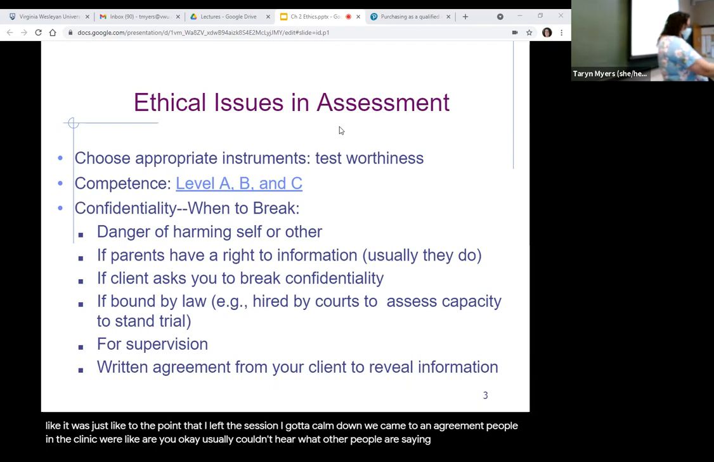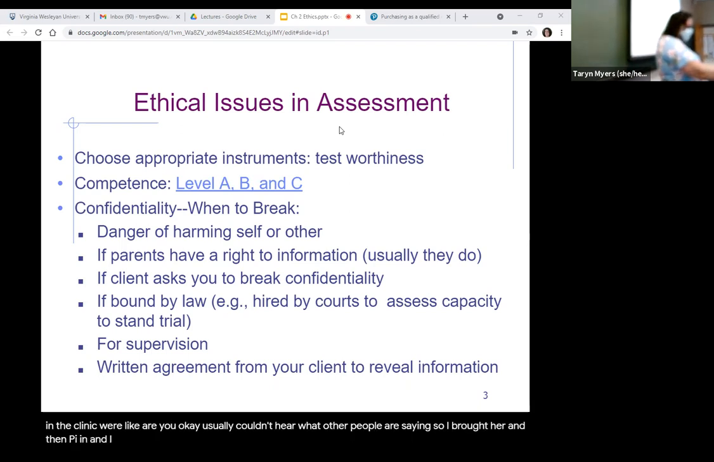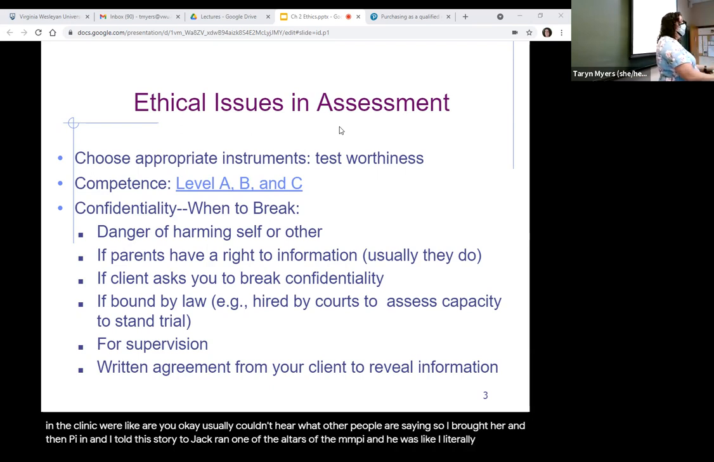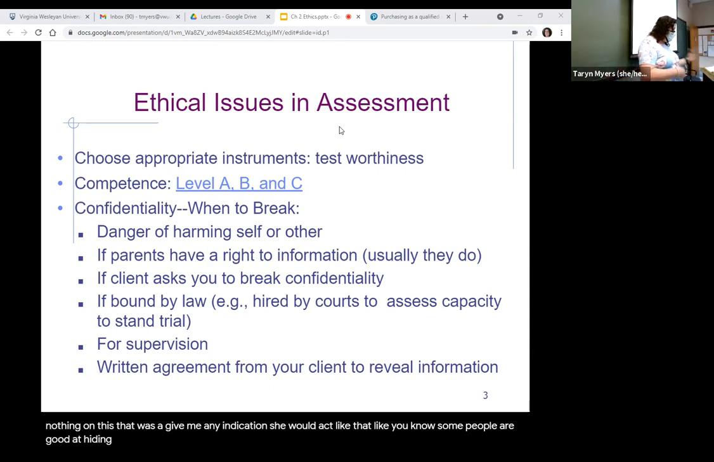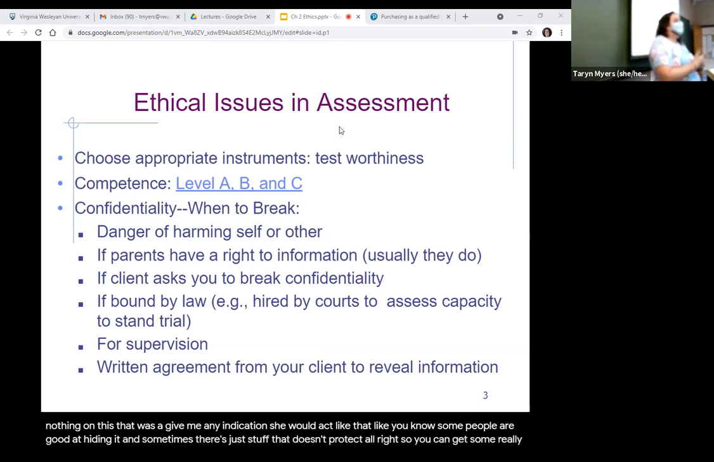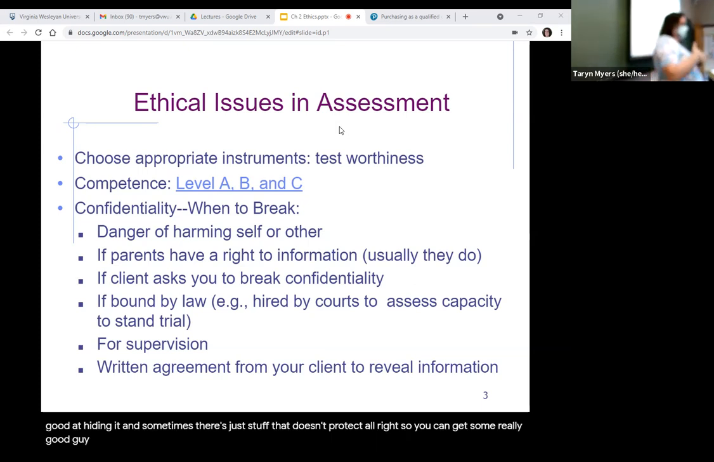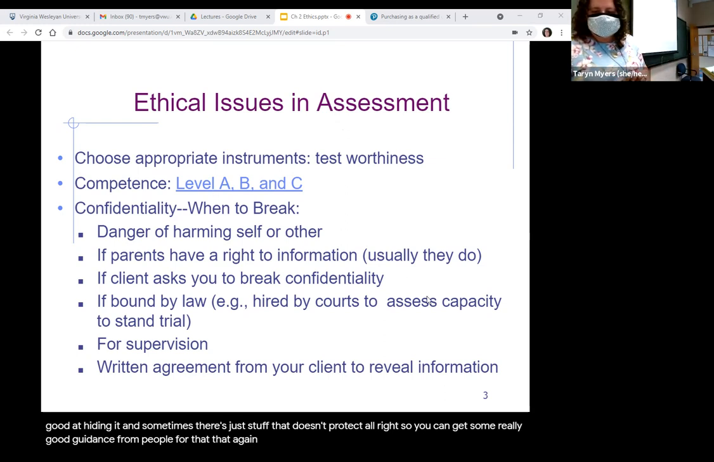So I brought her MMPI in and I told this story to Jack Graham, one of the authors of the MMPI, and he was like, "I literally see nothing on this that would have given me any indication she would act like that." Some people are good at hiding it, and sometimes there's just stuff that doesn't get detected, right? So you can get some really good guidance from people for that. And again, release of information or this written agreement.